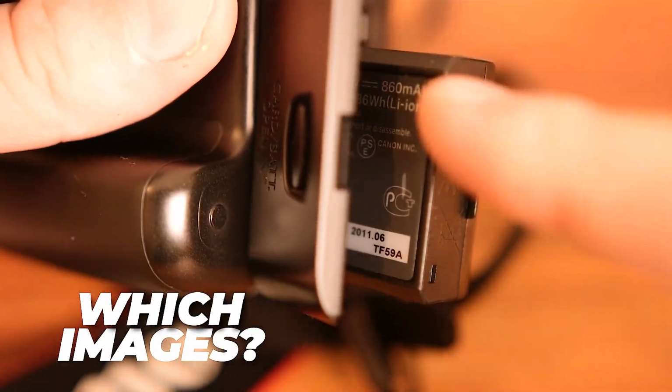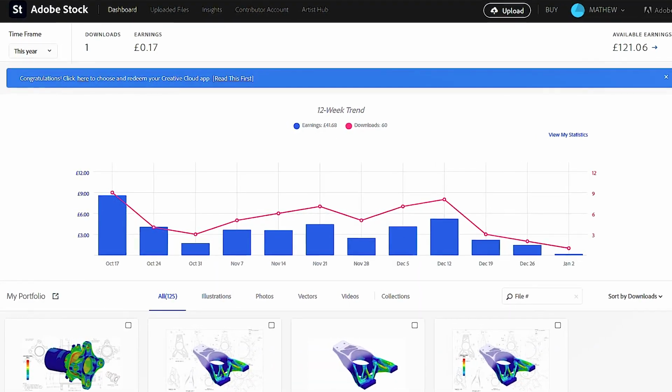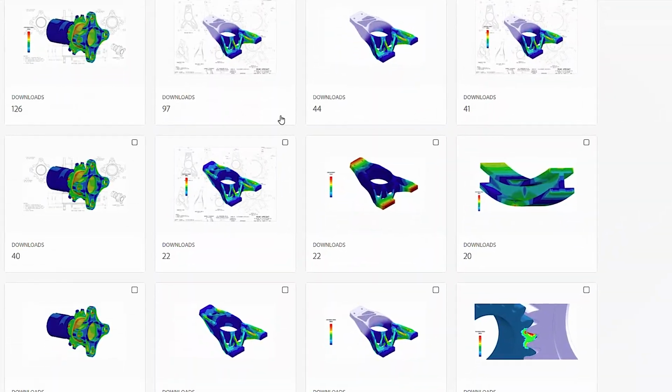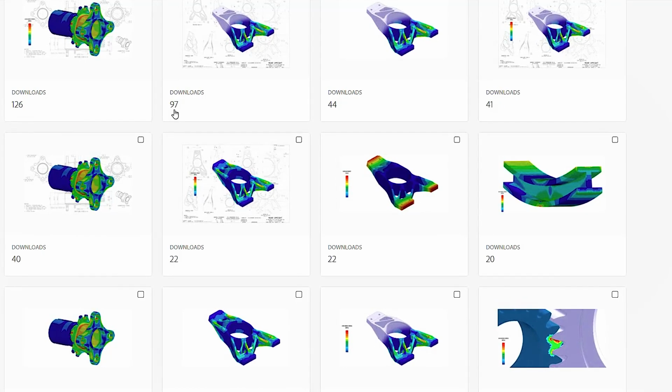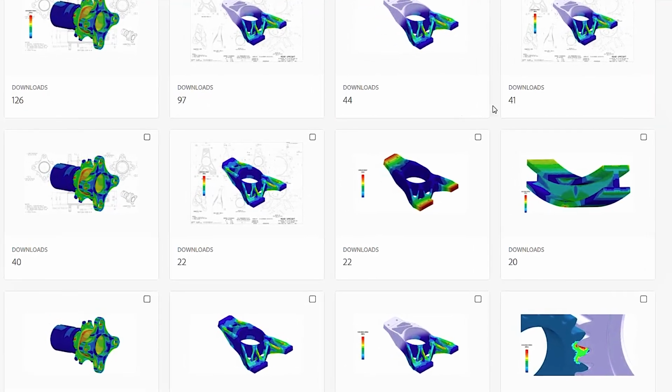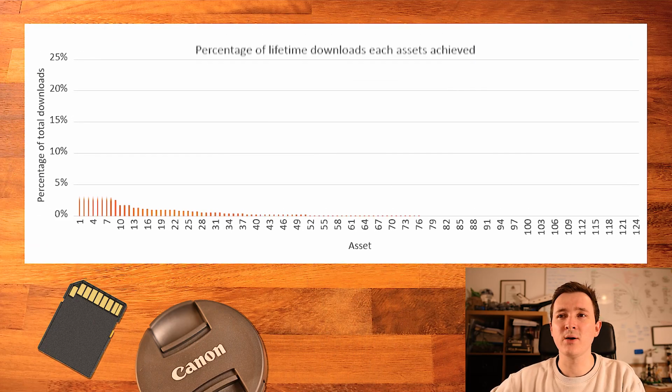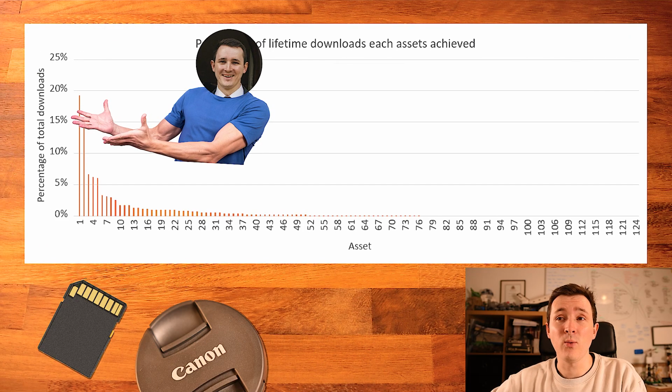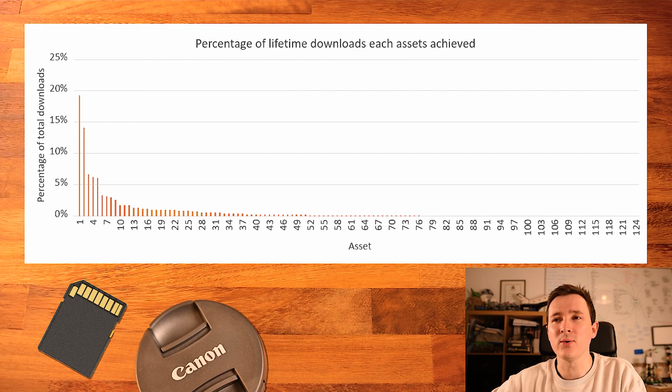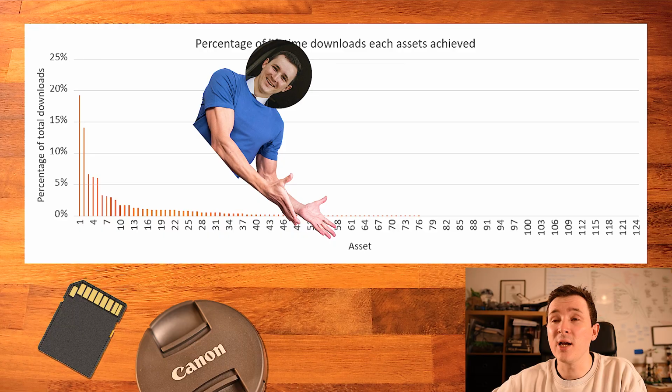So which images sold the best? Now I could show you this page which shows the number of total downloads each image got, but that's difficult to interpret at a high level. There's a better way. This graph shows the percentage of total downloads for the lifetime of my account on the y-axis, which you could view as earnings for now, and we'll come on to those. The x-axis represents each asset in my portfolio.